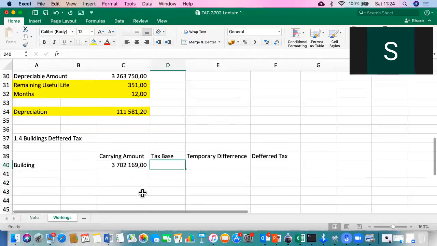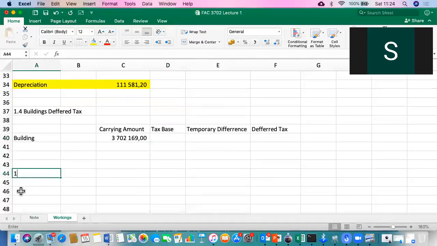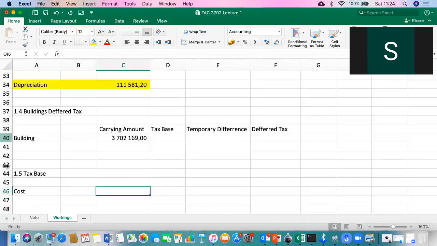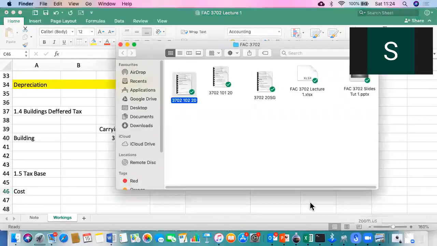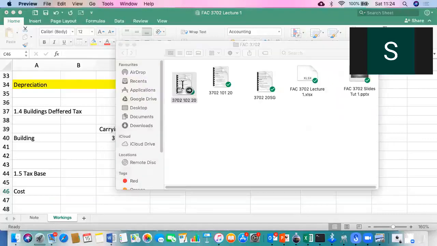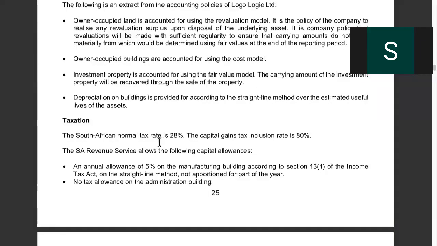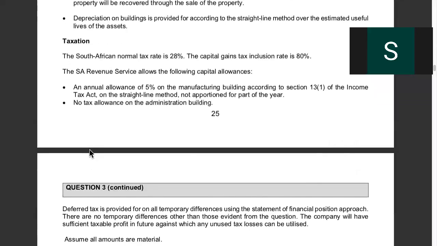Where do you get tax base from? Tax base, we have to calculate. It's calculated in terms of tax rules. Okay, and in every question, they're going to give you how tax is calculated. So you need to refer to the taxation part of your question, and you'll see they give you some information here.